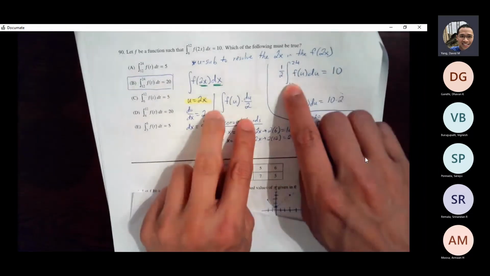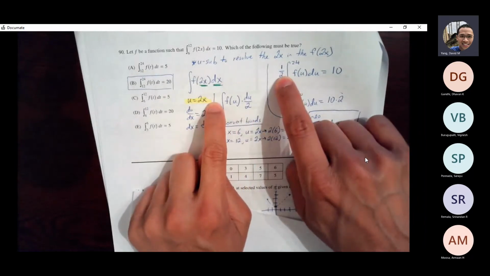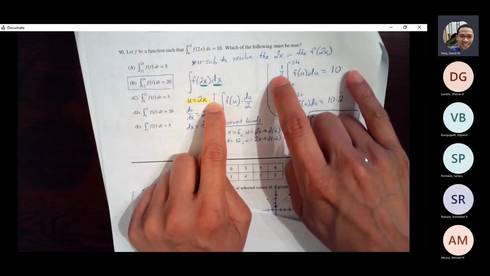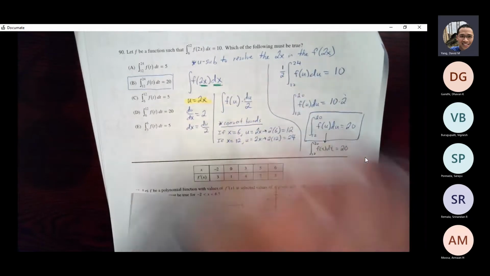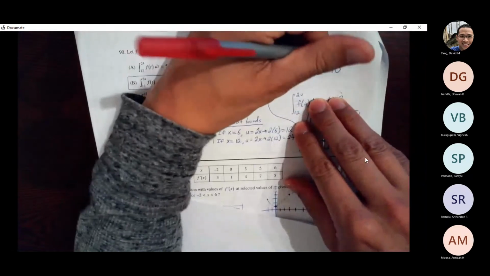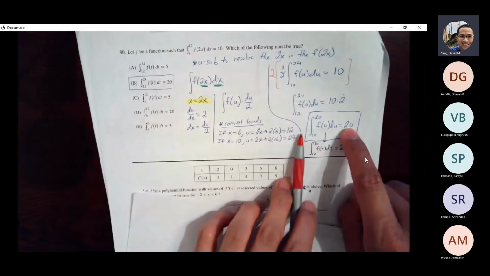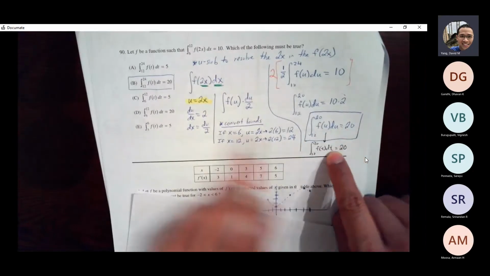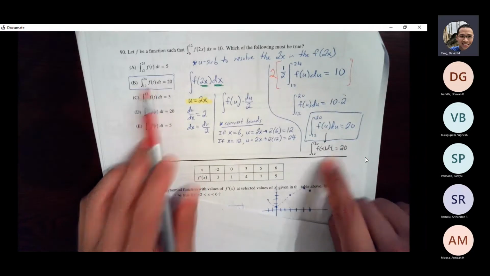But I still have that 1/2 sitting out there. So if I can somehow resolve that 1/2 over to the other side, just multiply both sides by 2. So 2 times 10 is 20. And now if I replace the u back in terms of t, I can see that it matches best with answer choice B.